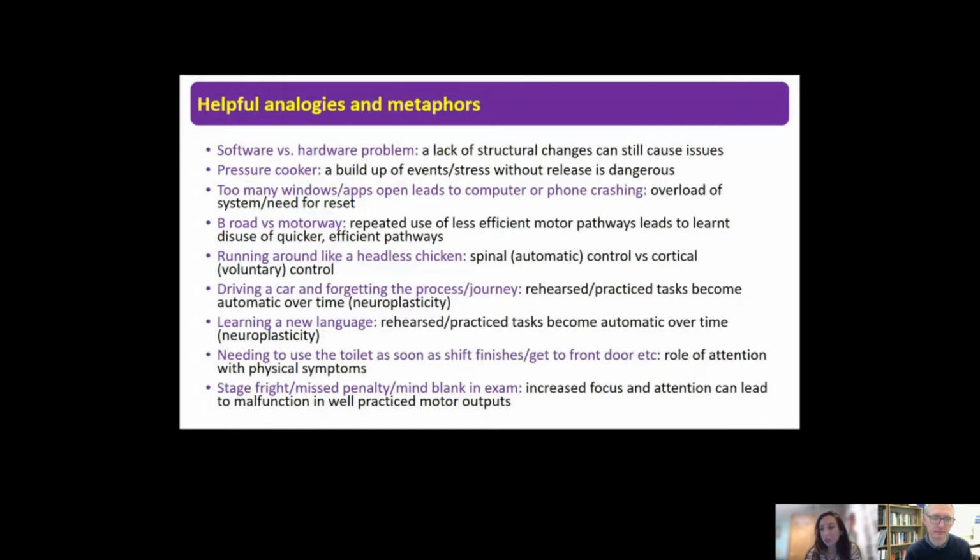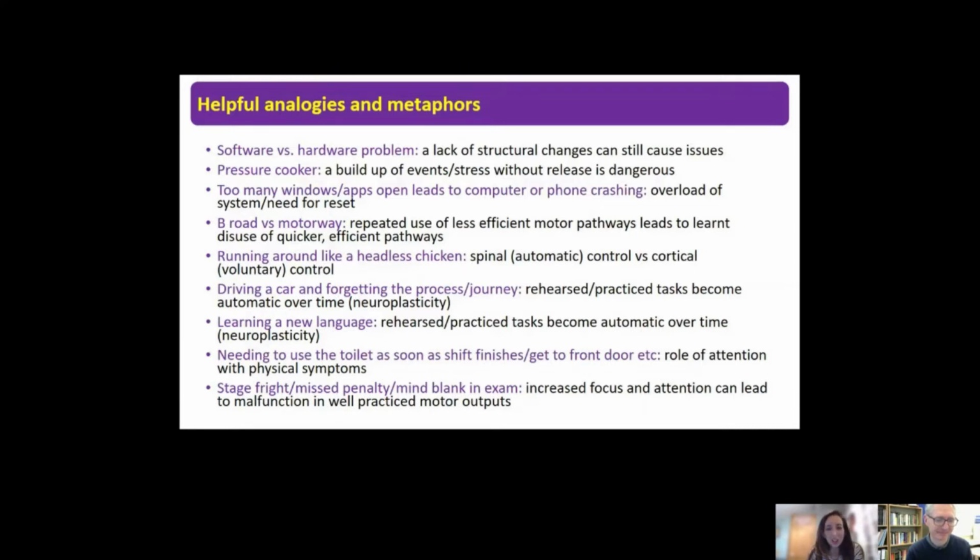Sometimes we get stuck on that B road because it's a nice scenic route, but it's not necessarily the most efficient way of getting from A to B. Sometimes you just need a bit of encouragement or a reminder to get back on that motorway, and that's what we're trying to do. Running around like a headless chicken is just something I use to explain that a lot of movement strategies like walking are automatic, and we don't have to use cortical or voluntary control to produce every part of walking. If you cut off a chicken's head, it will still run around for a bit, but we're not suggesting you do that with your patients.